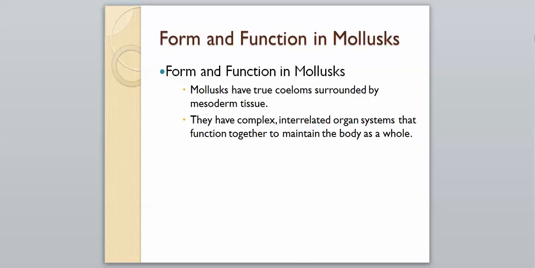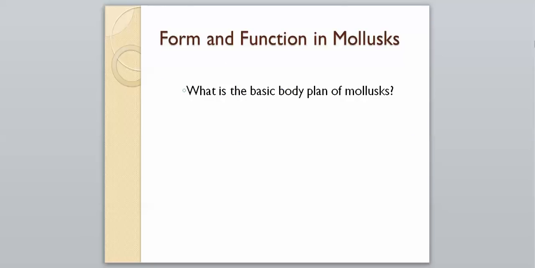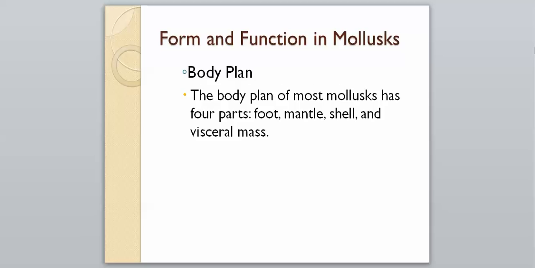And so now the form and function, how they're actually made up. Mollusks are groups that also have a coelom, and they also have complex interrelated organ systems that function together to maintain the body as a whole. These actually do have some extremely complex organ systems that work together and help them carry out essential bodily functions. Before we get to how they carry out those body functions, they have a very specific body plan. How they're made up is very specific to this group. So we need to look at what that body plan is.